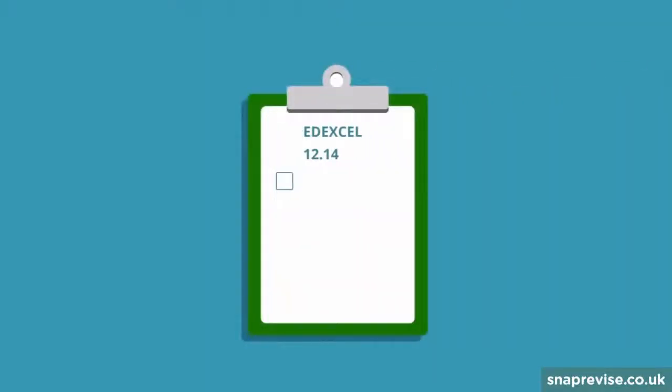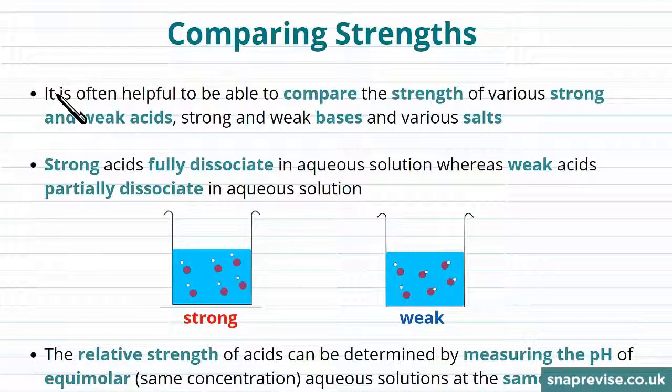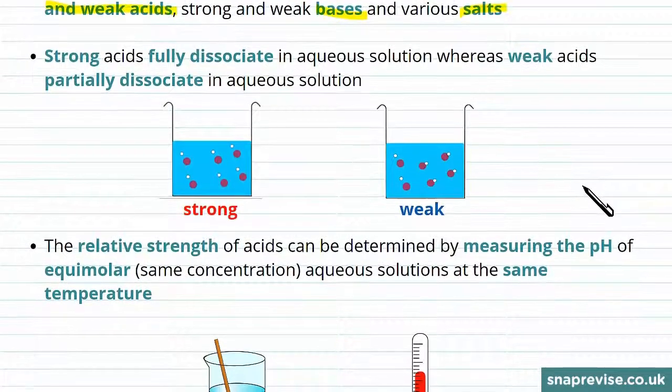In this video we're going to be covering Edexcel specification point 12.14. To be able to understand the reactions that they take part in, we often need to be able to compare the strength of various strong and weak acids, bases, and also various different salts, which do have a hydrogen plus ion concentration, so do have a pH.